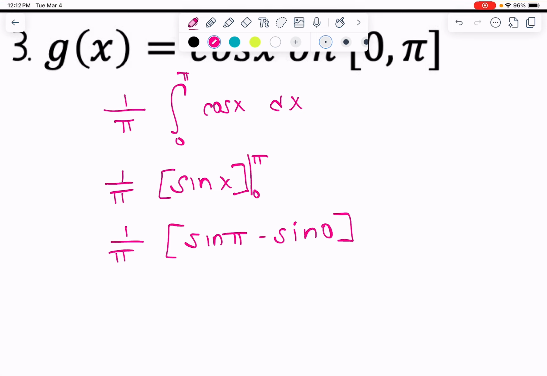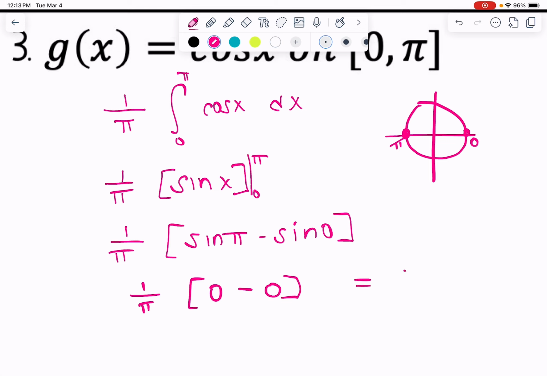In order to simplify this, we would have to know what sine of pi and sine of 0 are. If we had our calculator, we could, of course, plug that in. But I like to think about my unit circle. Sine of pi is basically the y value over here, and that y value is 0. Sine of 0 is the y value over here on my unit circle. That is also 0. And therefore, our average value is 0.